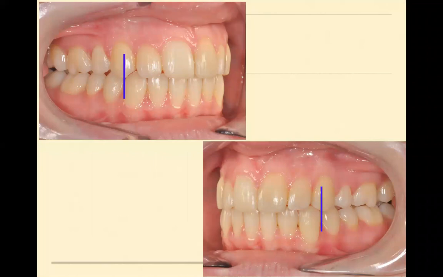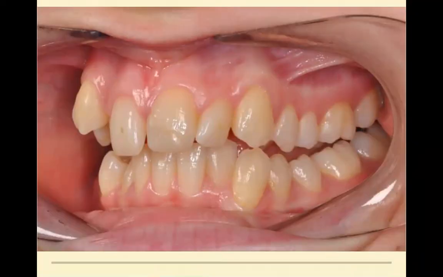The canine is our guide for treatment planning. This is the keystone when we think about the space required and the space needed, because you always have to think that I have to put the canine in a class 1. And then you can calculate the amount of space that you need. How are we going to do this?